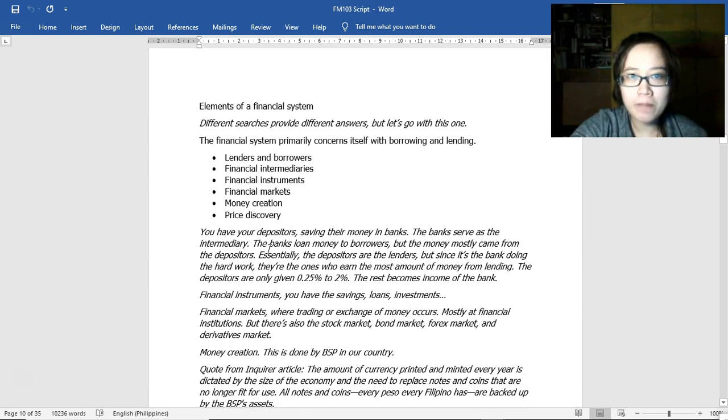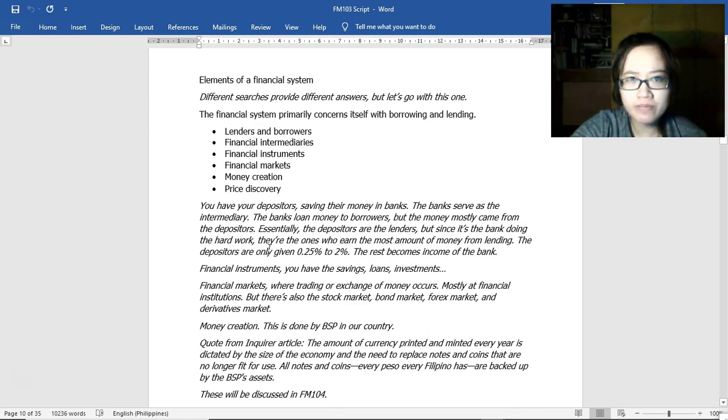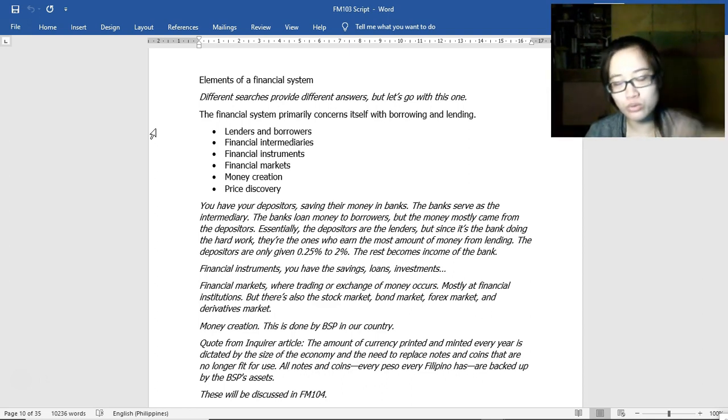Okay, next subtopic, elements of a financial system. Different searches provide different answers, but let's go with this one. The financial system primarily concerns itself with borrowing and lending. Okay, so we have lenders and borrowers again. Those who have extra cash put their money in the bank, and those who need cash go to the banks and borrow money from there.